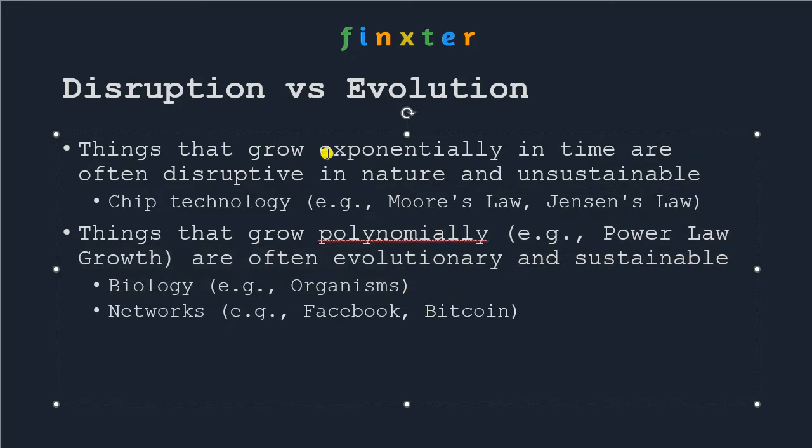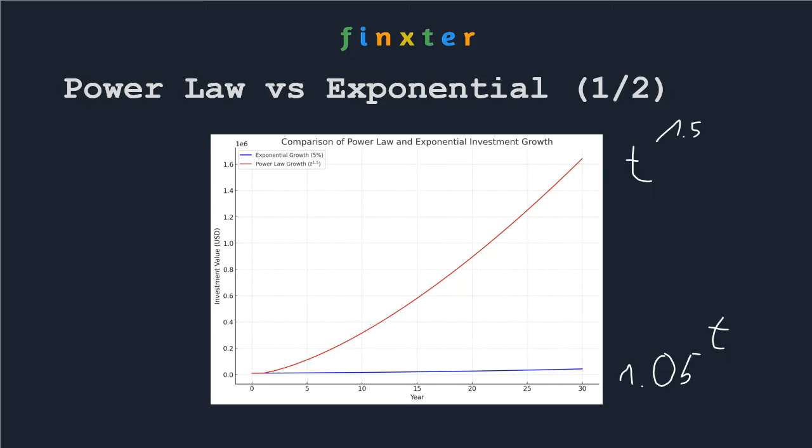Examples here are biological organisms, which in many cases are an example of polynomial growth, not exponential growth, and they are sustainable. And networks such as the Facebook network or even Bitcoin monetary networks often have polynomial growth. So they follow power laws. In Bitcoin, we can see an example here.